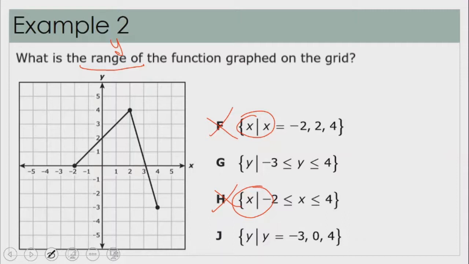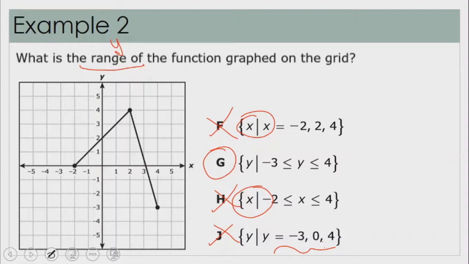And look at this also, because we are given a continuous graph. So why are they giving us discrete values? So -3, 0, 4 can never be it. So just by eliminating, you can actually solve the problem. The answer in this case is G.